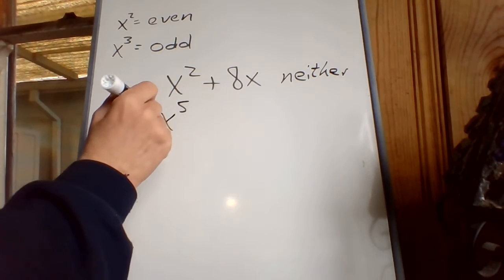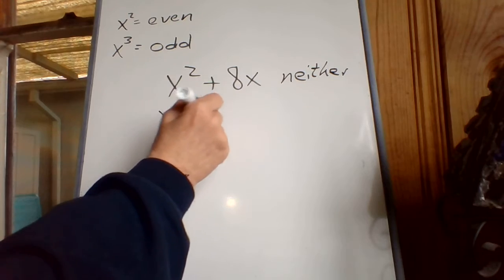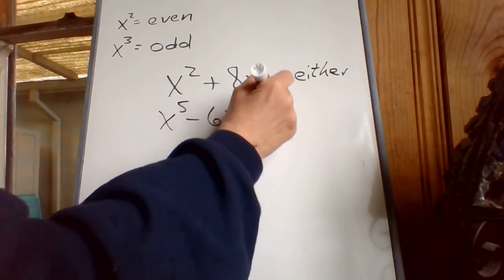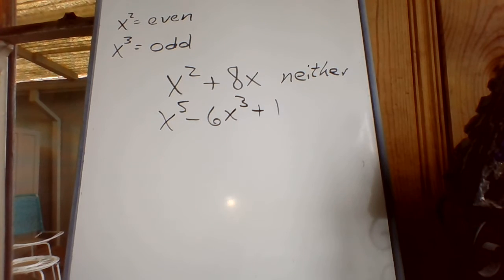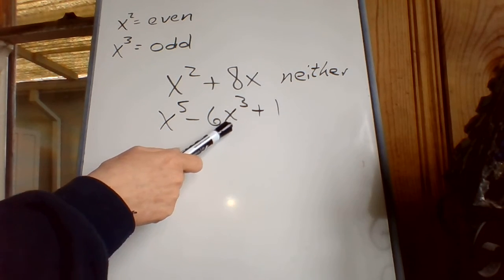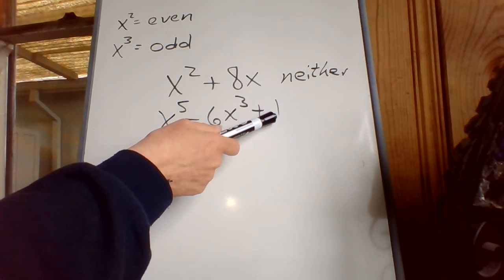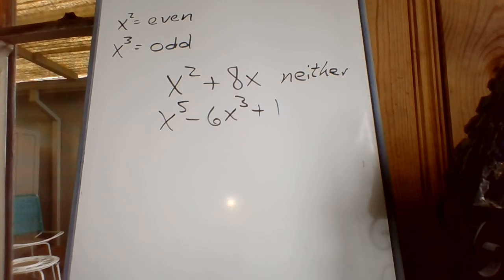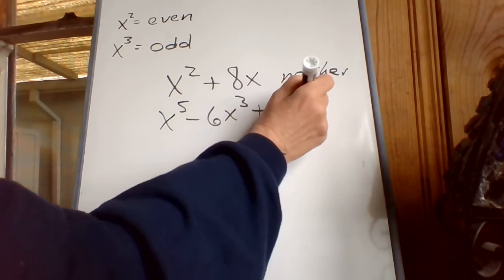X to the 5th minus 6x cubed plus 1. Odd and odd. Plain old number, but wait, plain old numbers count as even, so I've just said odd, odd, and even. It doesn't match all the way across, so I'm going to write neither.